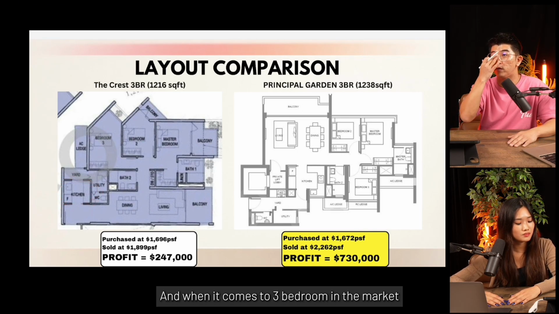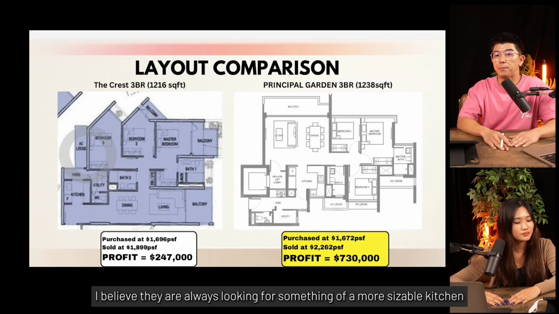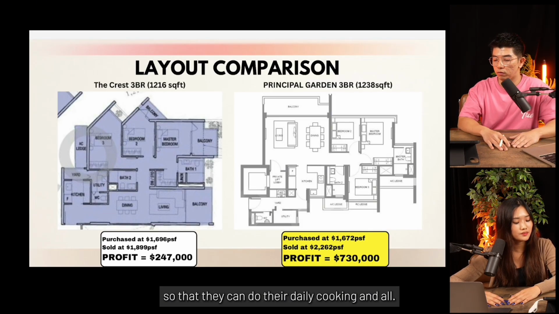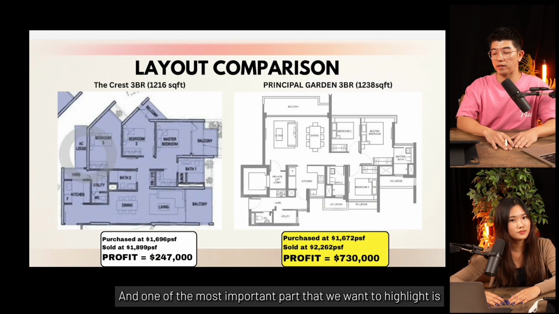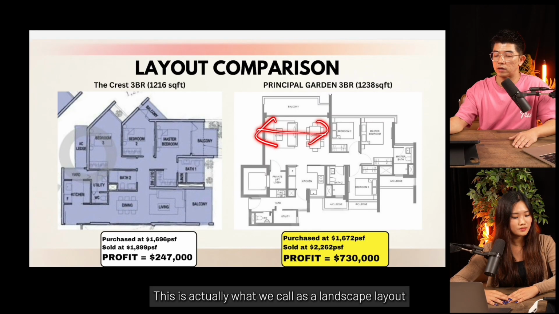And when it comes to 3-bedroom in the market, most of the buyers, they'll come for own stay, correct? I believe they are always looking for something of a more sizable kitchen so that they can do their daily cooking and all. And one of the most important parts that we want to highlight is in Principal Garden, if you see their living area, this is actually what we call a landscape layout.